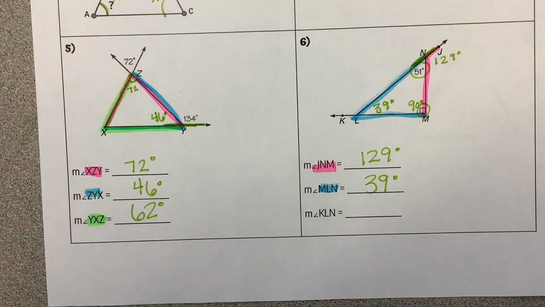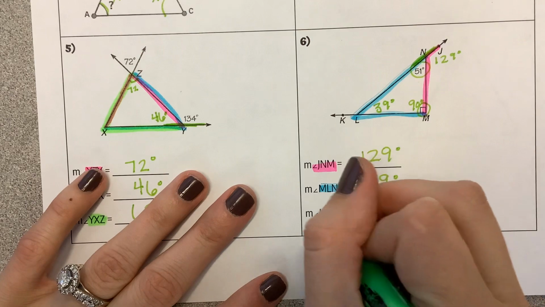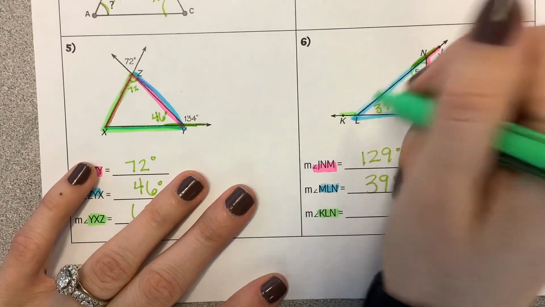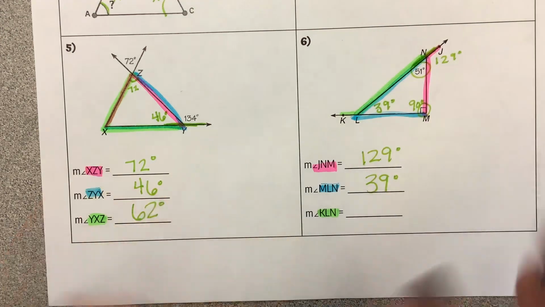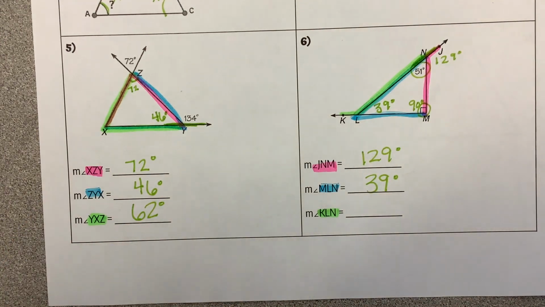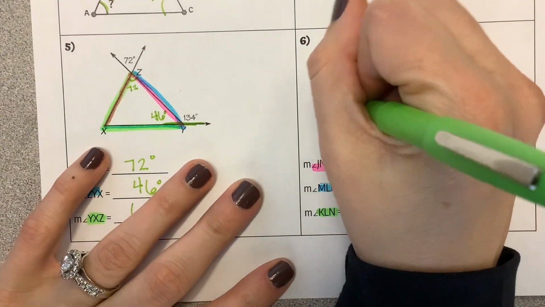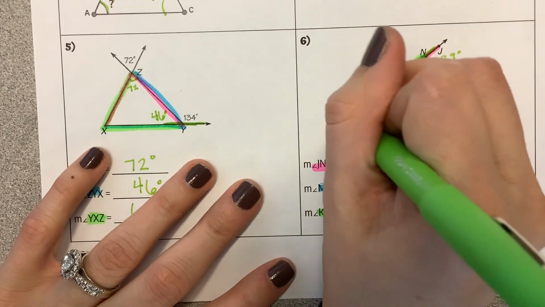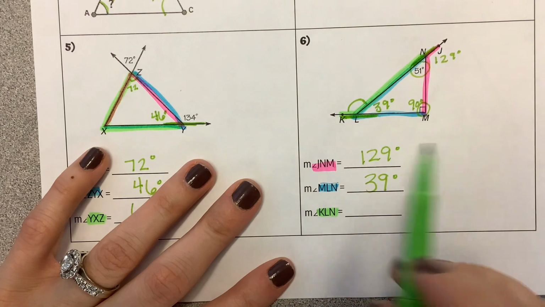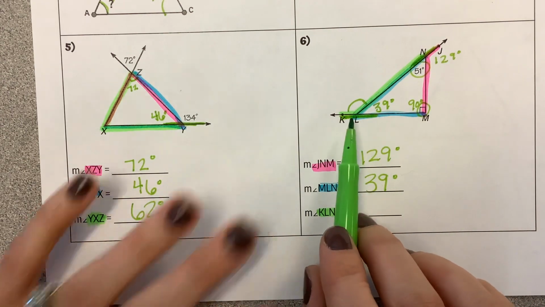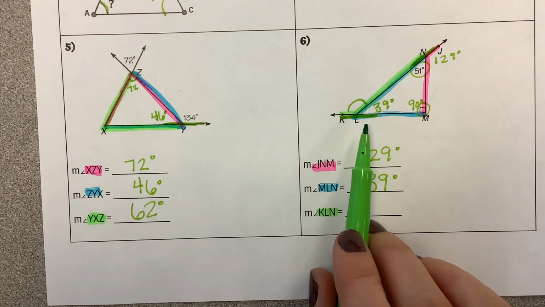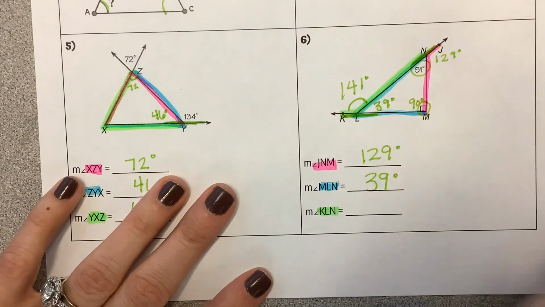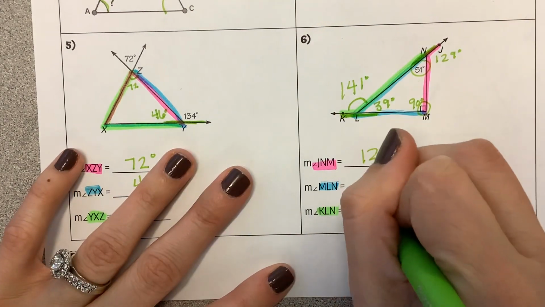And then last one, KLN, starting at K, going to L, going to N. We are looking for this angle right here. Again, these form a straight line, which means these two angles here should be 180 degrees. So 180 minus 39 gives us 141 degrees.